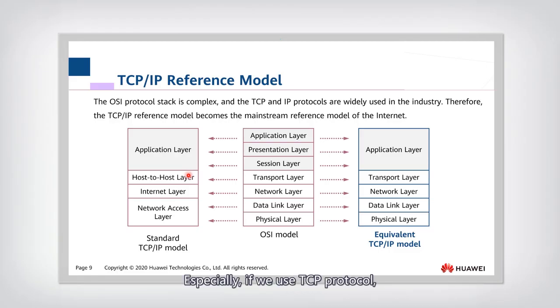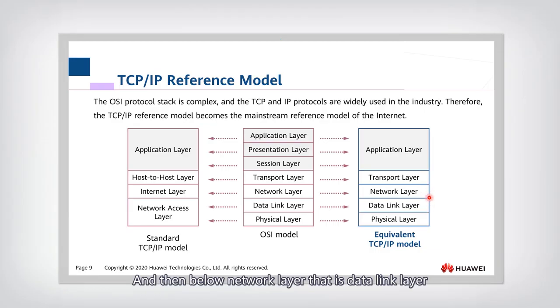Especially if we use the TCP protocol, it will provide reliable end-to-end transmission. Below the transport layer, there is the network layer. The transport layer only exists at the end, at the sending computer and the receiving computer. But the network layer exists in both the end systems and the routers in the network. The network layer provides routing. It will select the best path for the data to be transmitted in the network. Each router's network layer will receive a packet, and according to the destination, it will forward the packet to the correct next hop router. That is the function of the network layer.